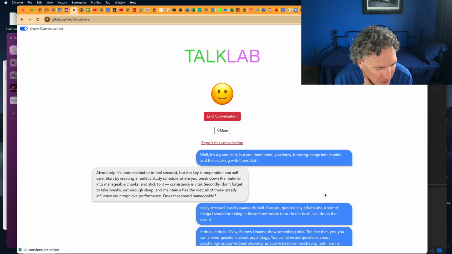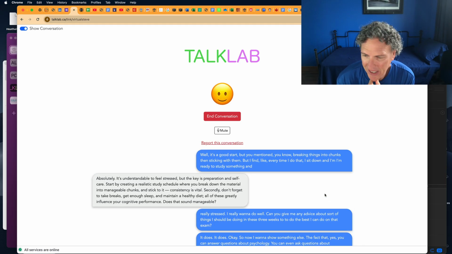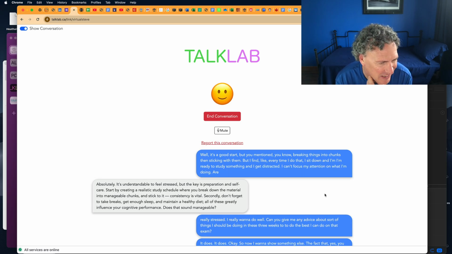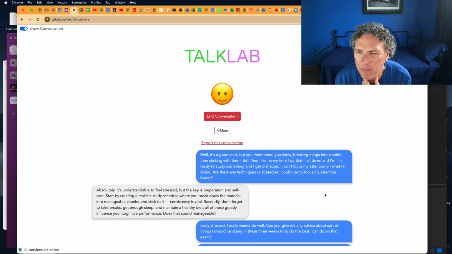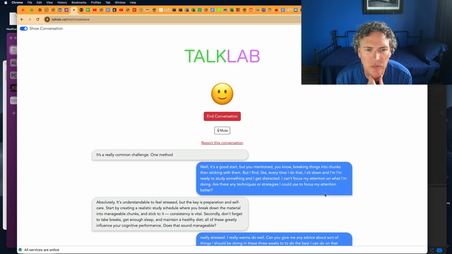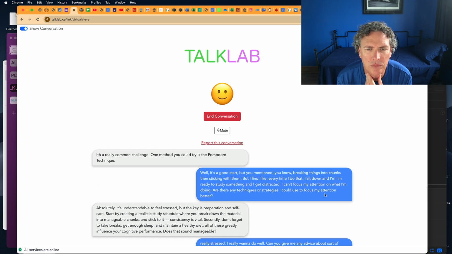But I find every time I do that, I sit down and I'm ready to study something and I get distracted. I can't focus my attention on what I'm doing. Are there any techniques or strategies I could use to focus my attention better? It's a really common challenge. One method you could try is the Pomodoro technique. This involves studying for 25 minutes, then taking a 5-minute break and repeat.